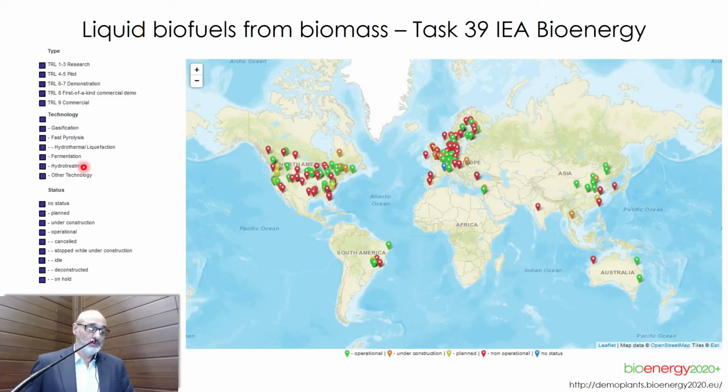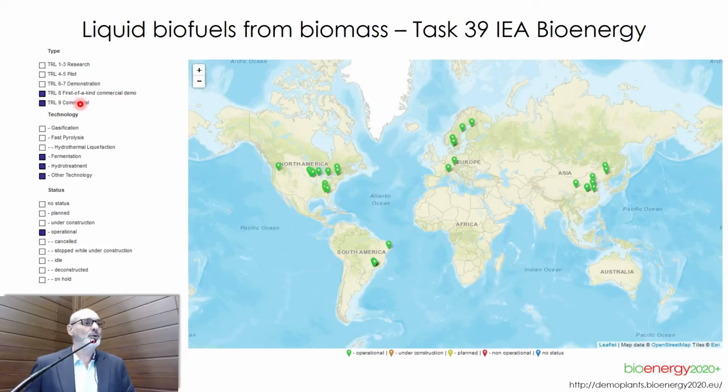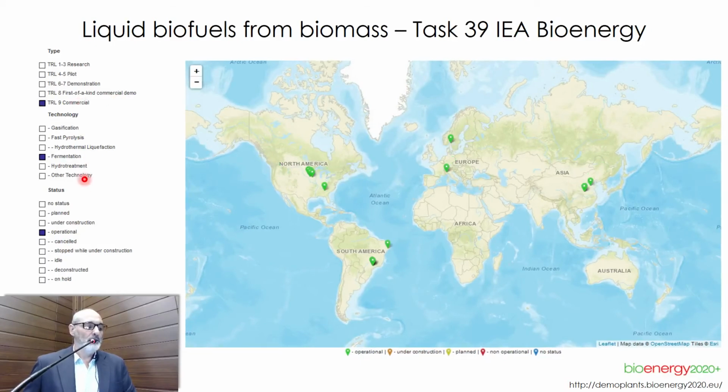Now here you have all types of technologies, like gasification, which is a thermochemical conversion. I want only those that are operational, only those that are mature, and only those that relate to fermentation, already TRL 9 and in operation. So you have 1, 2, 3, 4, 5, 6, 7, 8, 9, 10.